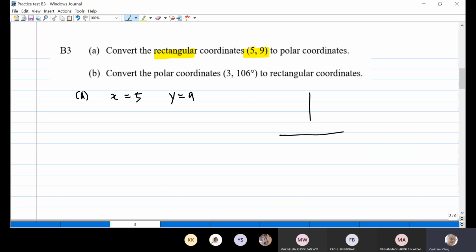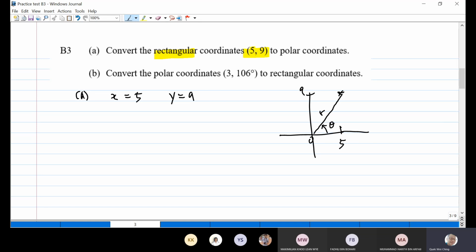So (5, 9) is actually here. This is 5 here, and 9 somewhere here. So locate the point (5, 9). Then you will find out what r and theta are. r is always measured from the origin. Theta is the angle measured from the positive x-axis. This is what we mean.